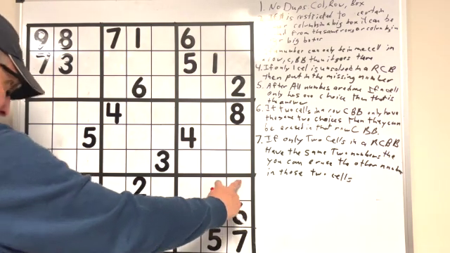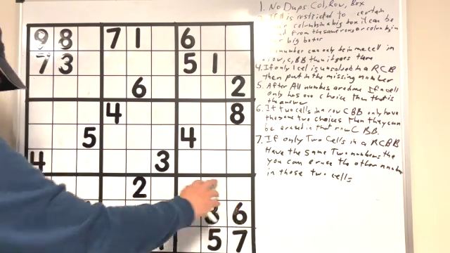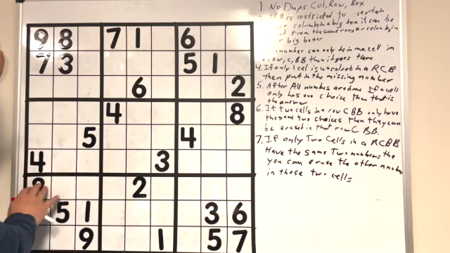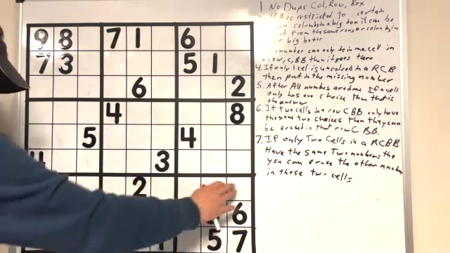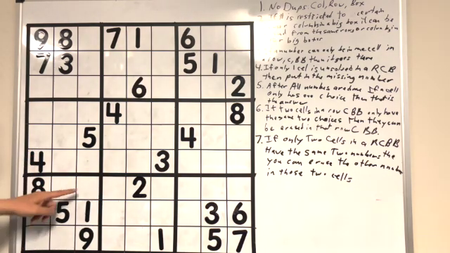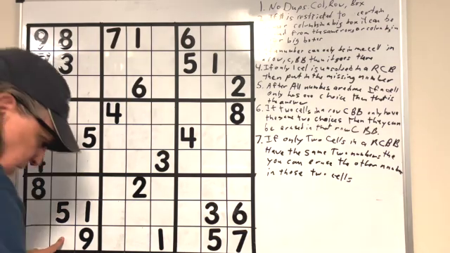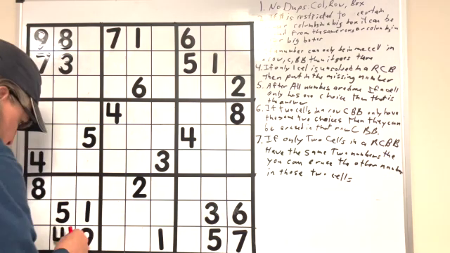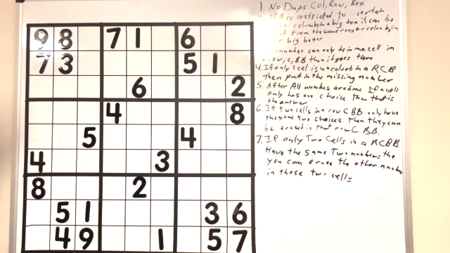Now, if it must be on the top here, then it can't be on the top here because we can't have 2 4s on the top. So it can't be on the top there, and it can't be on the left. So that takes all of these out, which just leaves that one box as a 4. Cool. We got a 4.